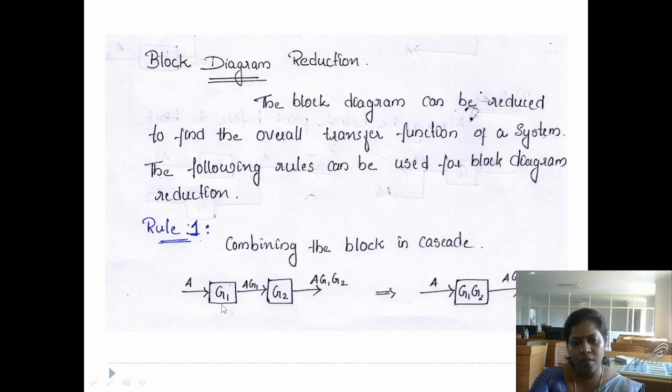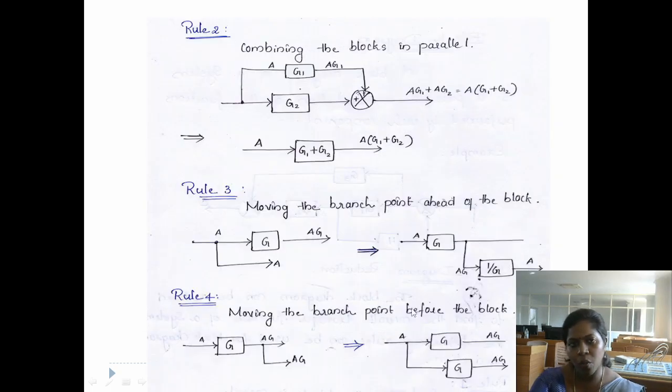Suppose we have G1 and G2 blocks in series. Now we will combine these blocks into one block. If the blocks are in series, then we have to multiply the two blocks to make them one block. So here G1 and G2 are two blocks; multiply G1 and G2 to get one block. That is rule number 1.